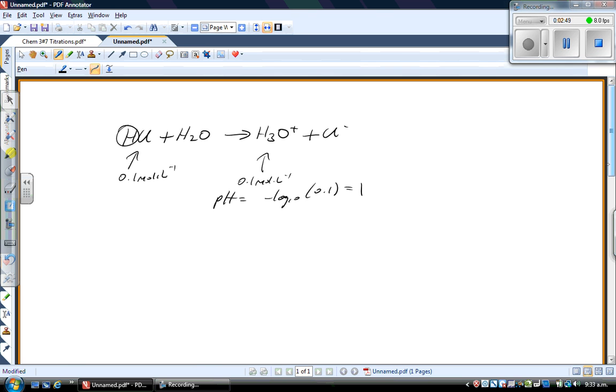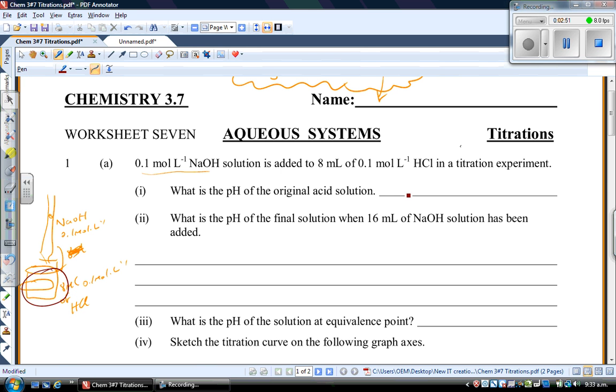Now the next question they have, so the answer to that was a pH of 1. The next question they have here is, what is the pH of the final solution when 16 mL of sodium hydroxide solution has been added? So you add 16 mL in total from this burette to complete the titration. So this is the volume that's been added to get the final pH of the system. So it's going to be strongly basic. We know that much from our understanding from the first video. This, by the way, this first question is a strong acid, strong base titration.